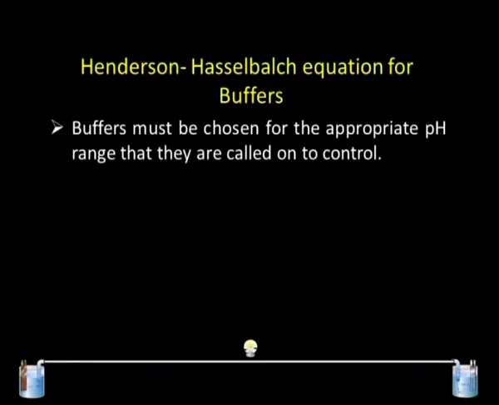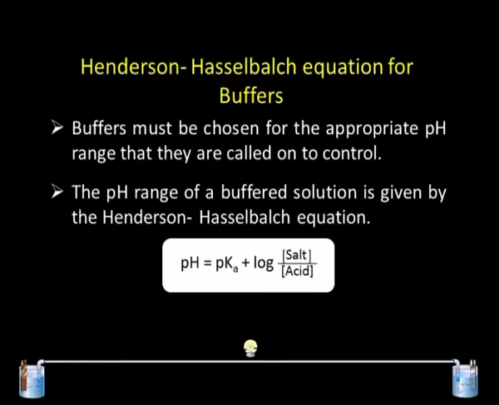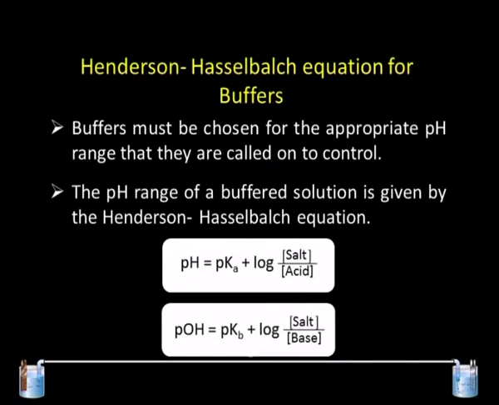Henderson-Hasselbalch equation for buffers. These buffers must be chosen for the appropriate pH range that they are called on to control. The pH range of a buffered solution is given by the Henderson-Hasselbalch equation, which is pH is equal to pKa plus log salt concentration divided by acid concentration. pOH is equal to pKb plus log salt by base. To make it more clear, let us consider a question.